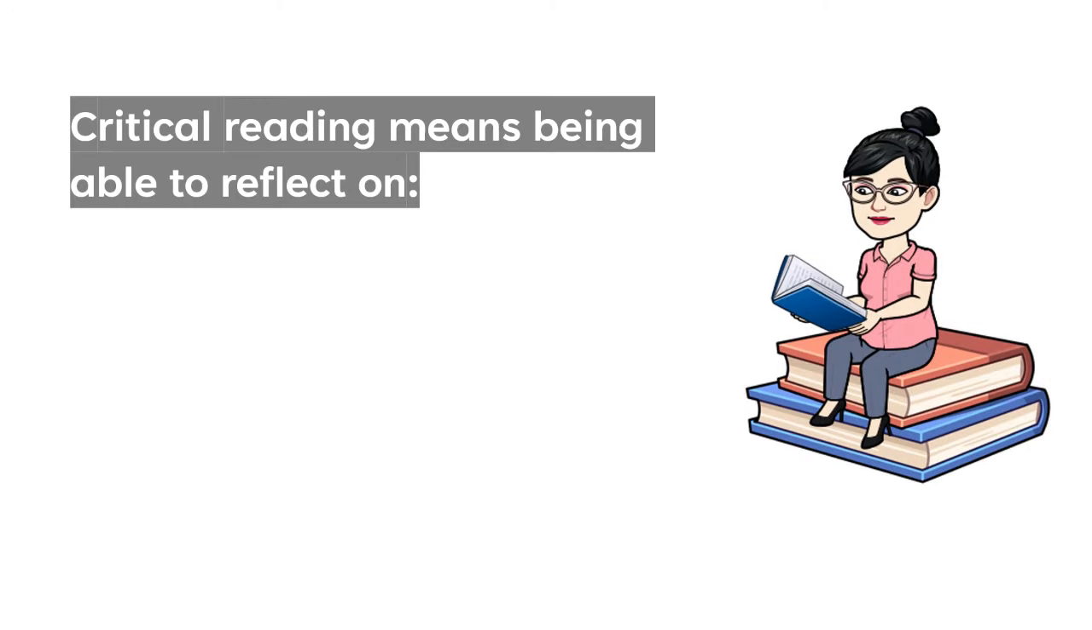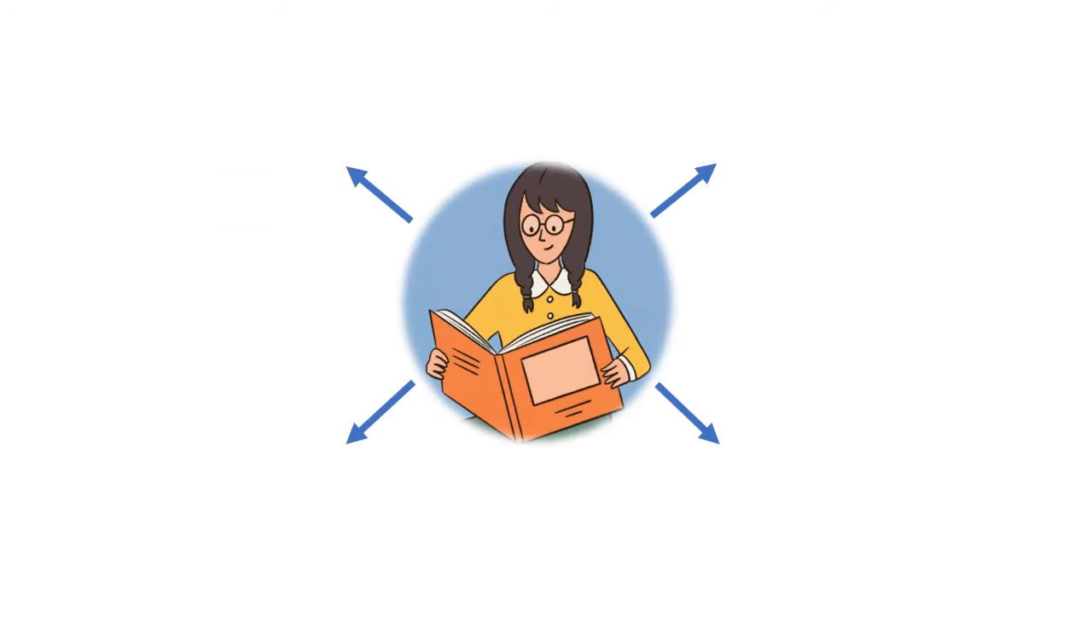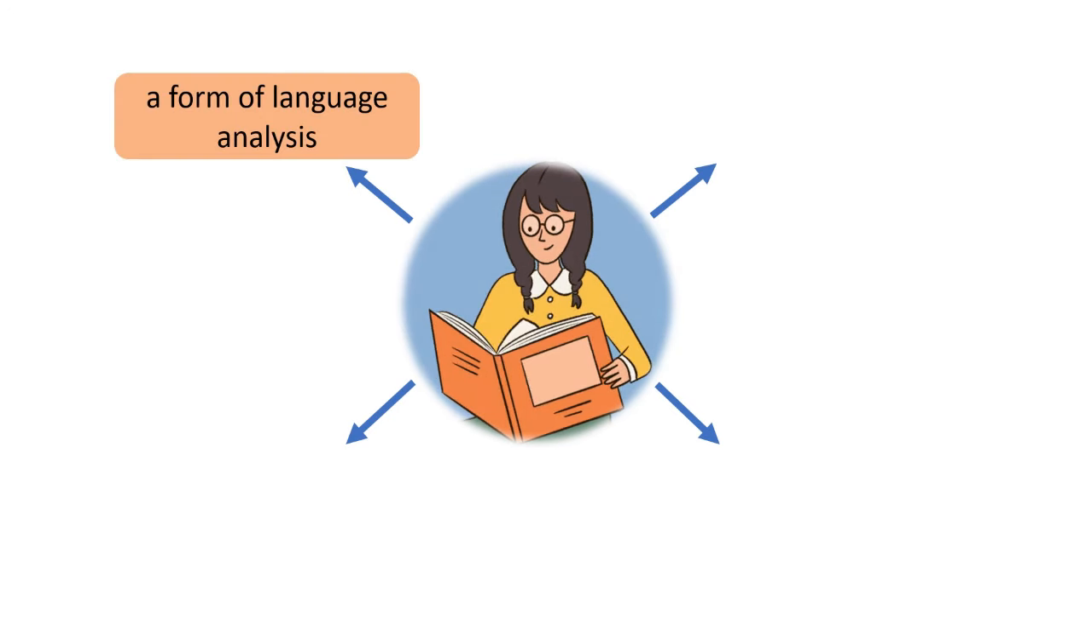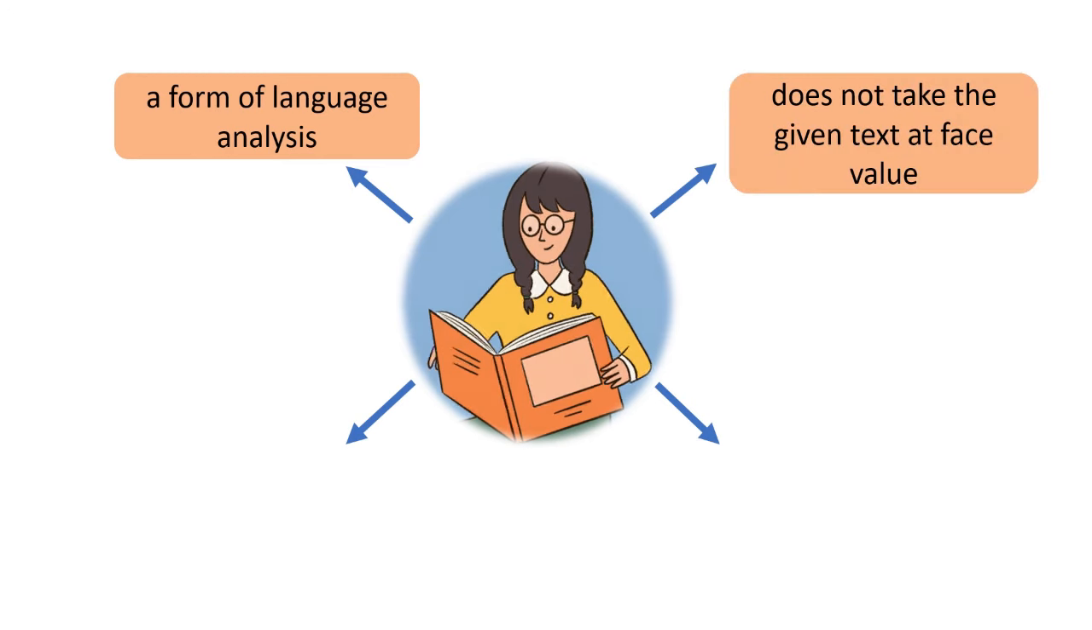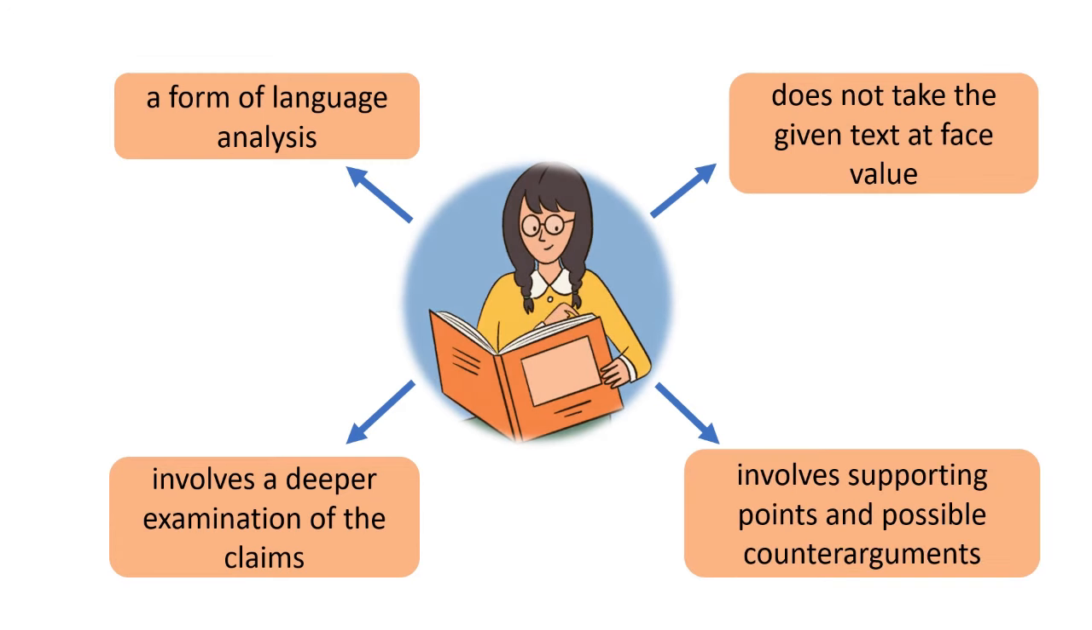Critical reading means being able to reflect on what a text says, what it describes, and what it means by scrutinizing the style and structure of the writing, the language used, as well as the content. To sum it up, critical reading is a form of language analysis that does not take the given text at face value, but involves a deeper examination of the claims put forth as well as the supporting points and possible counter-arguments.